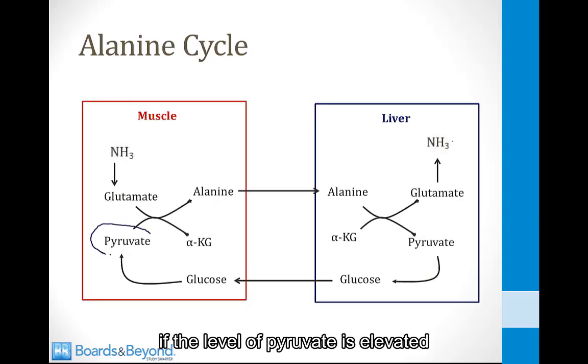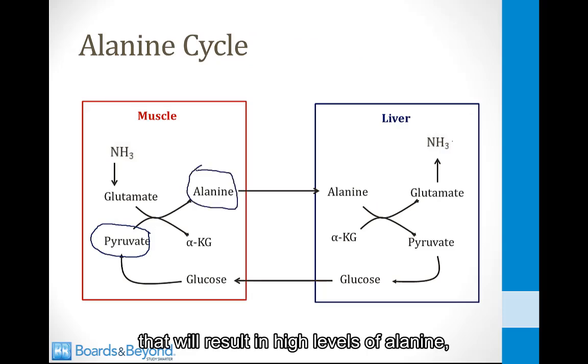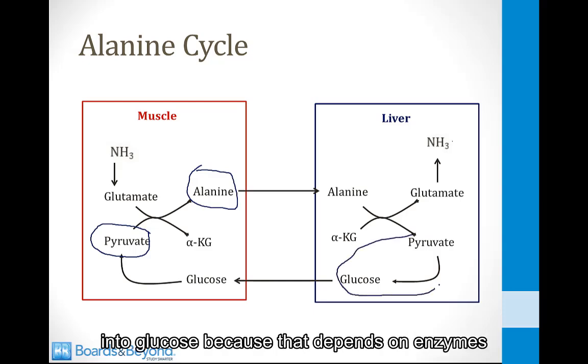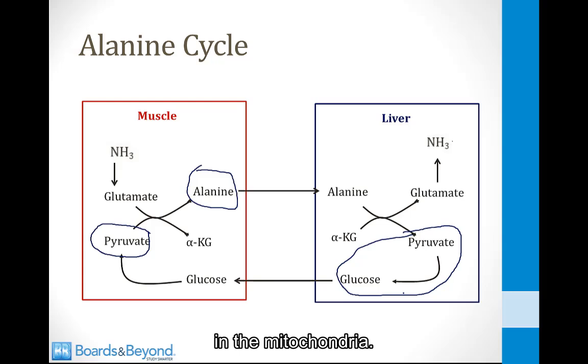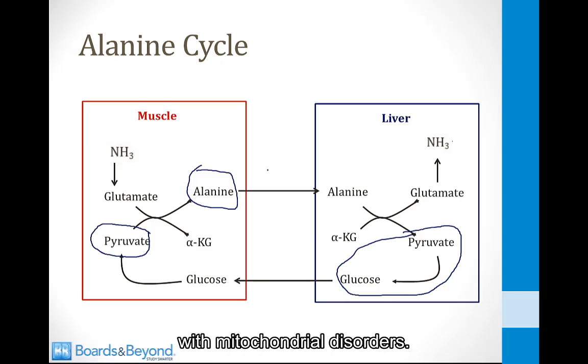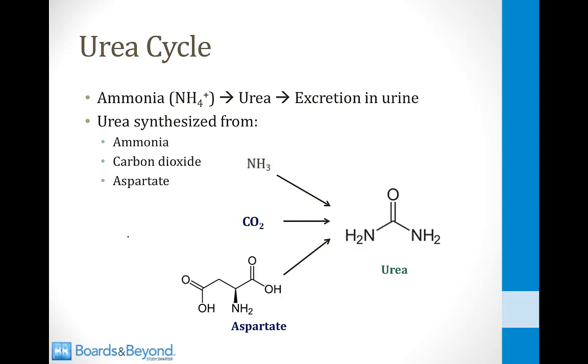If we go back a slide, if the level of pyruvate is elevated because of a mitochondrial disorder, that will result in high levels of alanine. That alanine will be transferred to the liver, but the liver cannot metabolize the pyruvate back into glucose because that depends on enzymes in the mitochondria. Therefore, the level of alanine in the plasma can get very high, and elevated levels of alanine are commonly seen in babies with mitochondrial disorders.